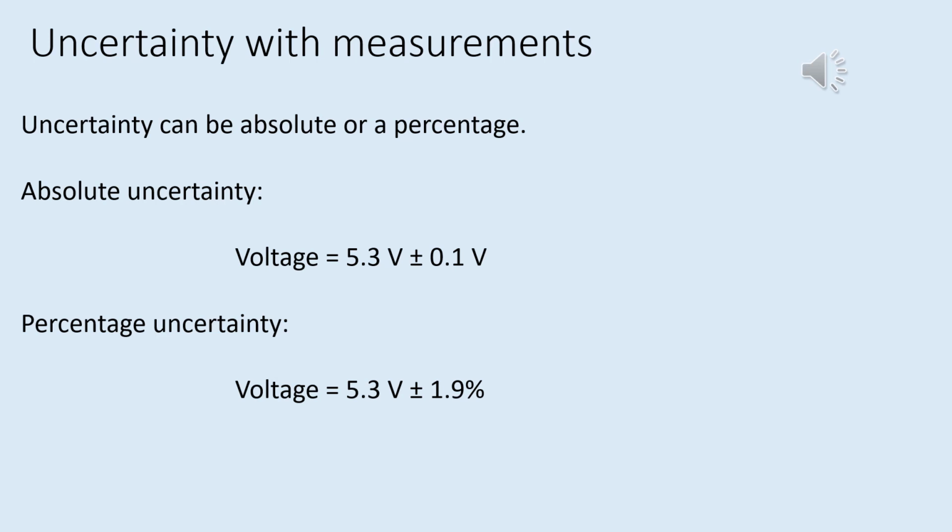In other words, how much of an impact is this uncertainty having on our measurement. So in this case, we would do 0.1 divided by 5.3 times 100. That gives us an answer of percentage uncertainty at 5.3 volts of plus or minus 1.9%. We can see from this that if we're using a piece of equipment, the uncertainty is always going to be the same, in this case plus or minus 0.1 volts, but we can reduce the percentage uncertainty by measuring larger quantities.